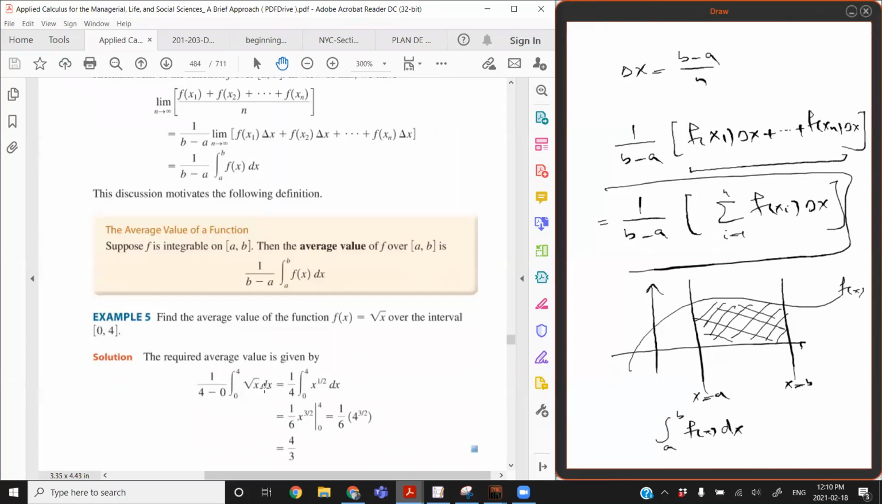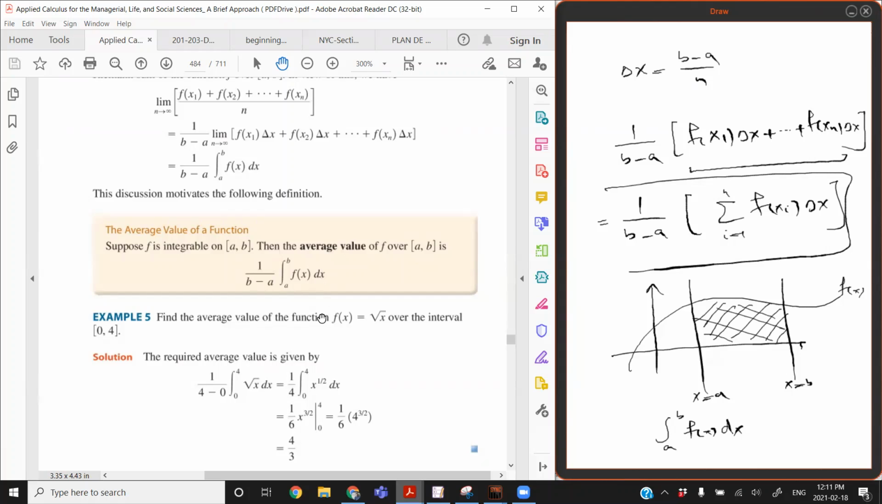The average value of the function: suppose f of x is integrable on an interval from a to b, then the average value of f over the interval from a to b is defined by this integral here. It's just 1 over b minus a, that is 1 over the length of the interval from a to b, times the definite integral from a to b of f of x dx, which we know geometrically is the area under f of x above the x-axis between the two vertical lines x equals a and x equals b.